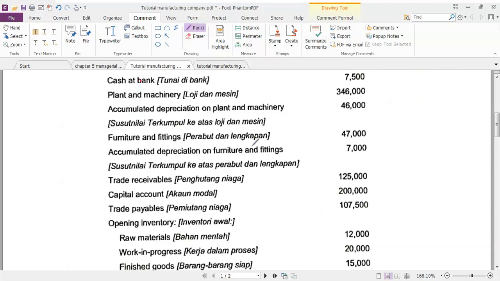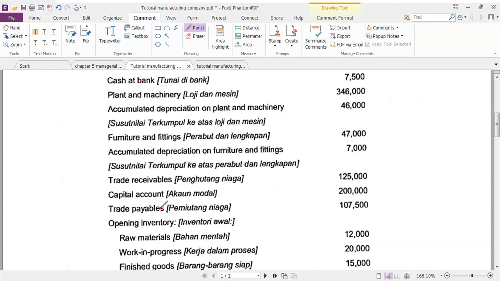Okay, this is all the accounts, the list of accounts of the company. So accumulated depreciation, furnitures and fittings. Okay, accumulated depreciation for furnitures and fittings, trade receivable, capital, trade payable. Trade receivable is the same as account receivable.